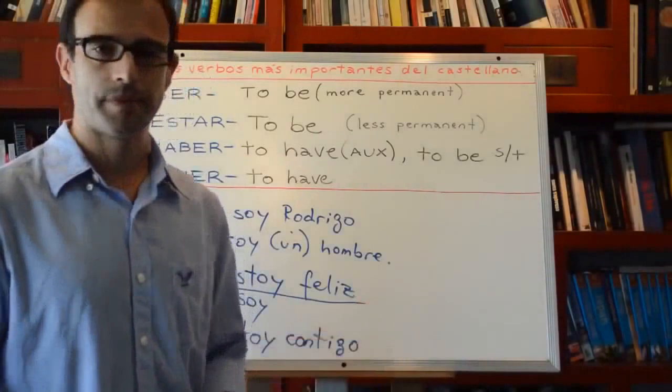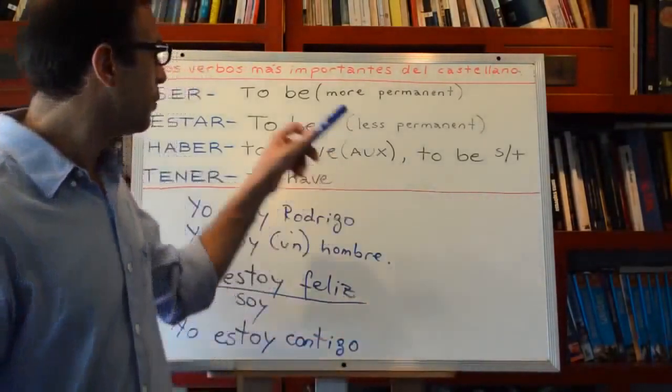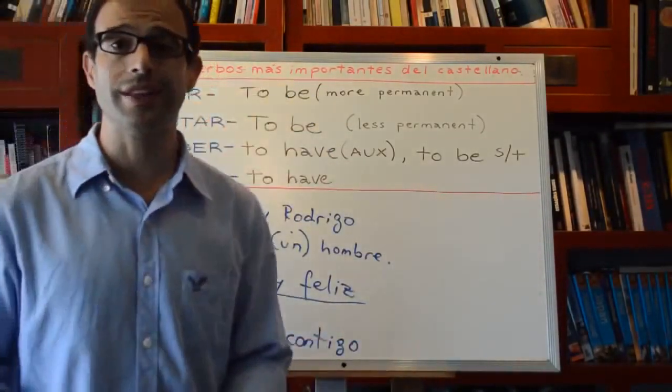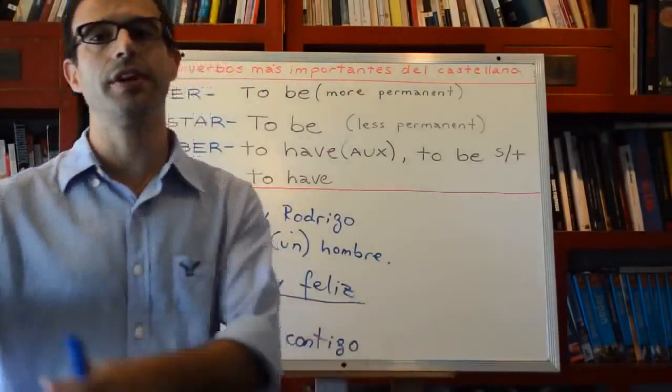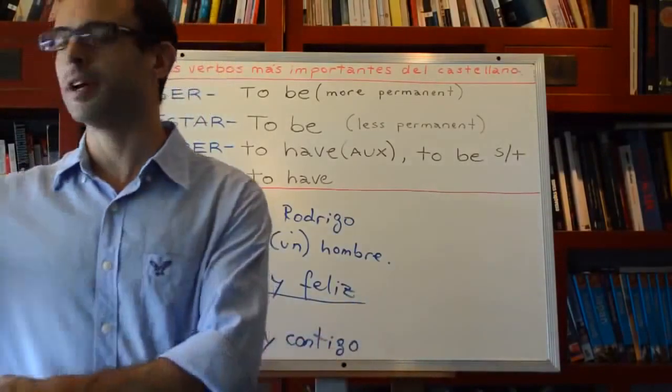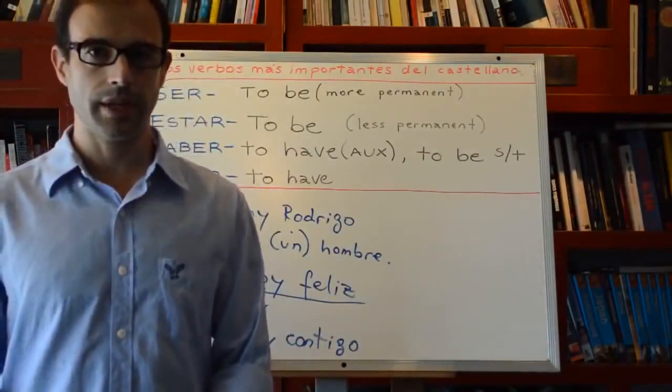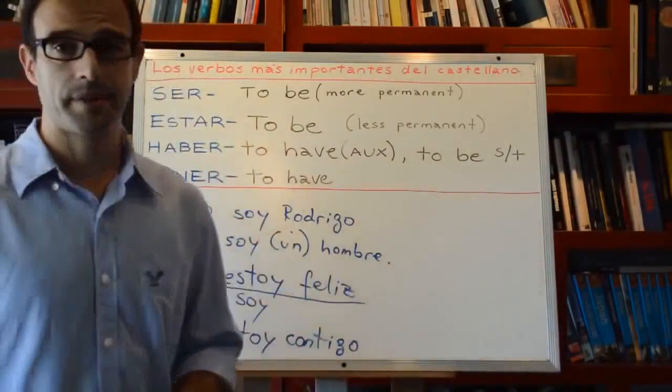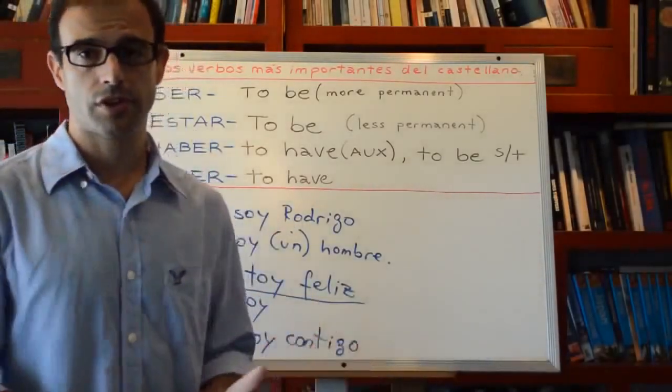And what does this mean? Not to be like here, but when you say there is this, there is that, there are 3 coins here, there is a dog over there, okay? There we use the verb haber. It is a very special function of the verb haber.